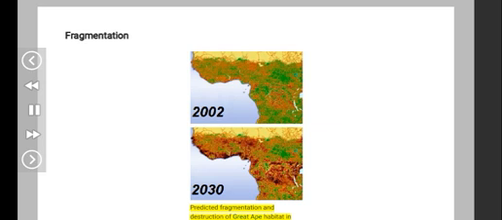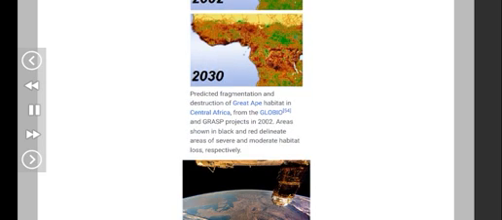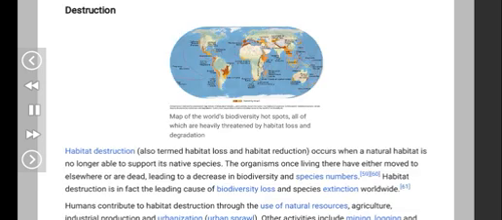Fragmentation. Predicted fragmentation and destruction of great ape habitat in Central Africa, from the GLOBIO and GRASP projects in 2002. Areas shown in black and red delineate areas of severe and moderate habitat loss, respectively. Deforestation in Europe. France is the most deforested country in Europe, with only 15% of the native vegetation remaining. Deforestation in Bolivia, 2016. Habitat fragmentation describes the emergence of discontinuities in an organism's preferred environment, causing population fragmentation and ecosystem decay.